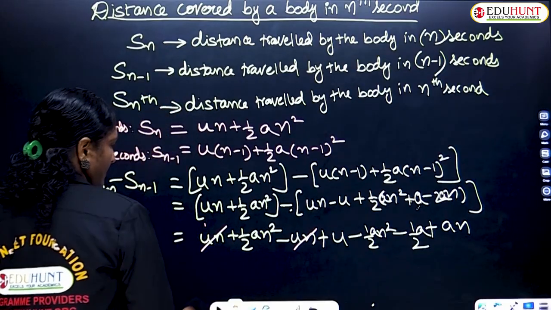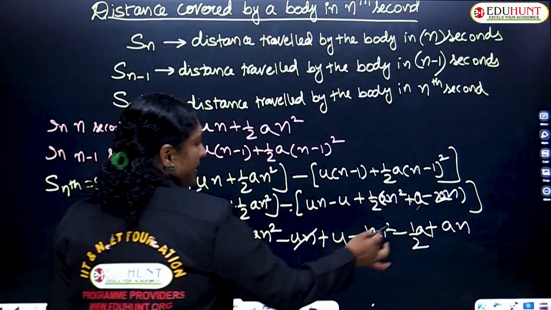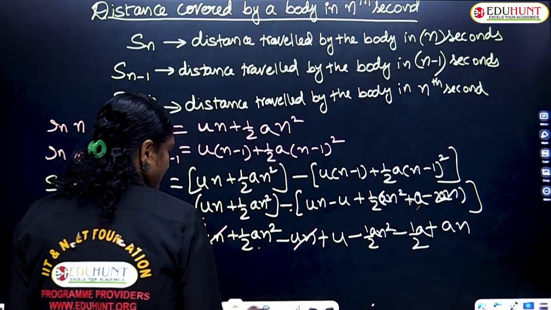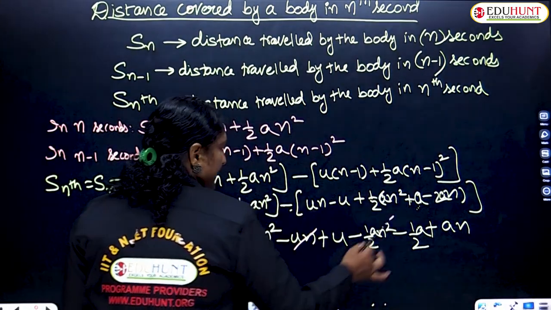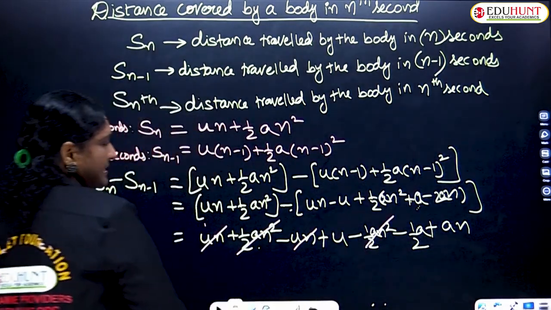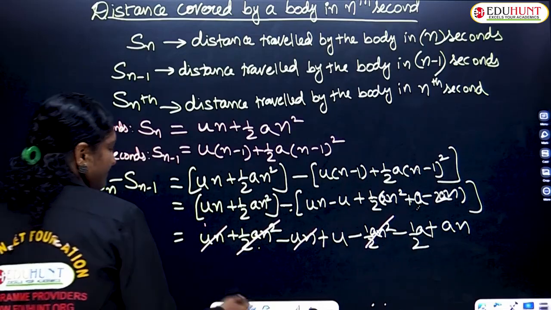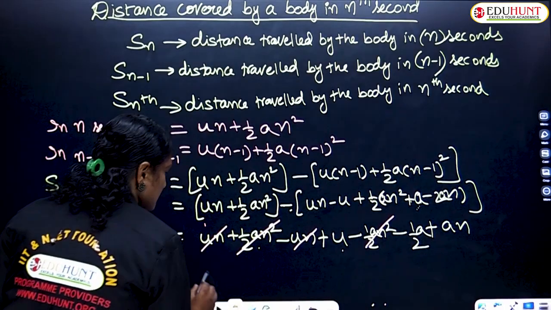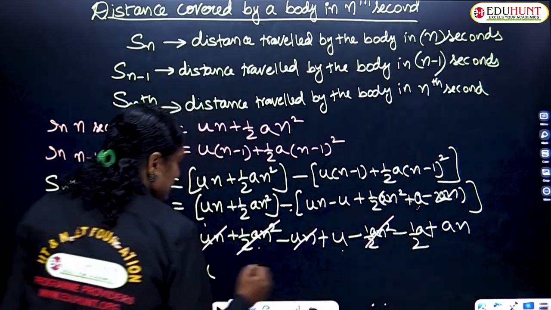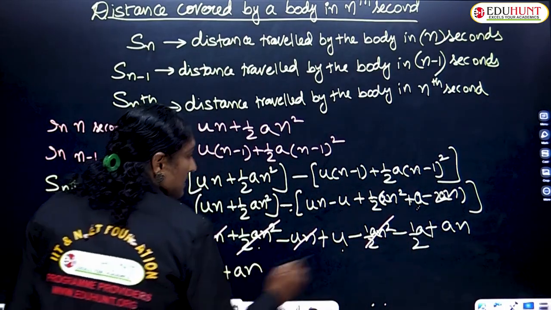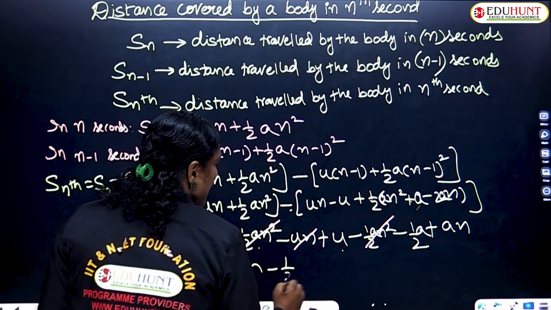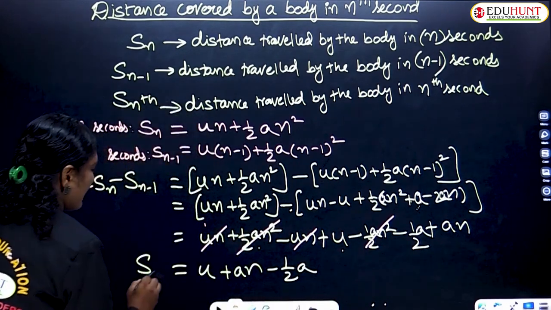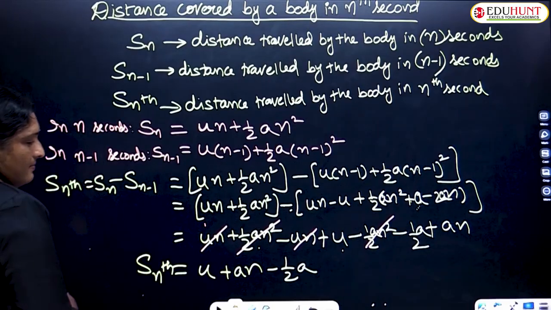Okay, so I replaced a: half an square minus half an square cancelled, plus minus half an square plus half an square. Then what is the leftover, children? What is the term that is being left over? Equals to u plus an minus half a is the value of Snth.